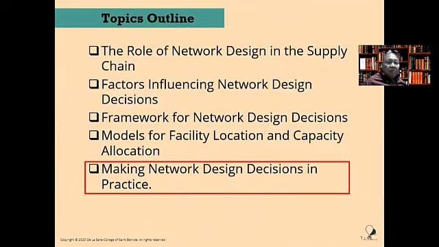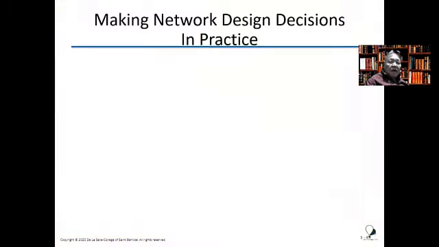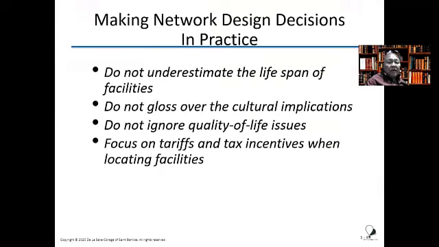Making network design decisions in practice. Well, you are equipped with tools such as the capacitated facility location model and probably other models that you could use. But before I close this discussion, I would like to enumerate some important practical issues that you have to really consider. Number one, do not underestimate the lifespan of facilities. Normally when you create a facility, your basic assumption is that it will last for at least 5 years, and for buildings and other plants, 50 years. But pay close attention to that because facilities are very expensive investments. So you have to take a closer look at the lifespan, and probably conduct more studies just to make sure that you are in the ballpark.